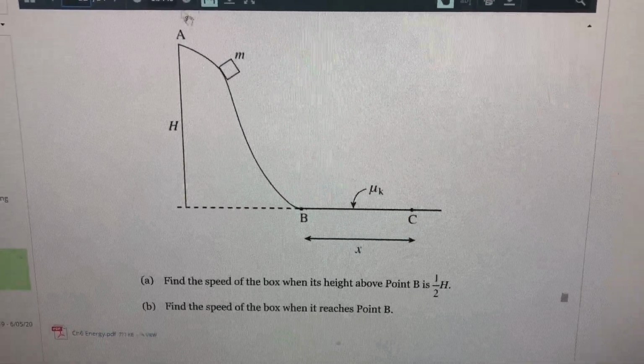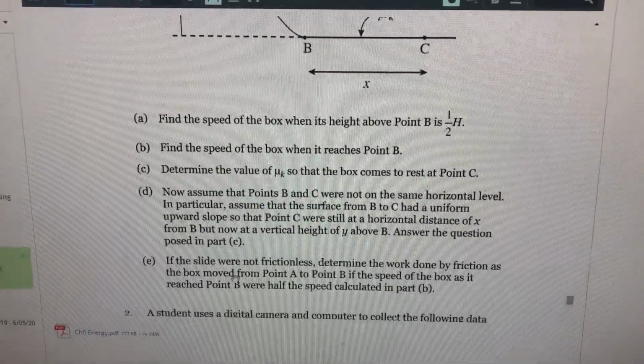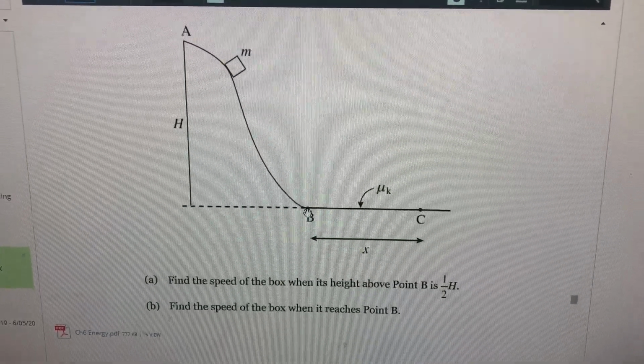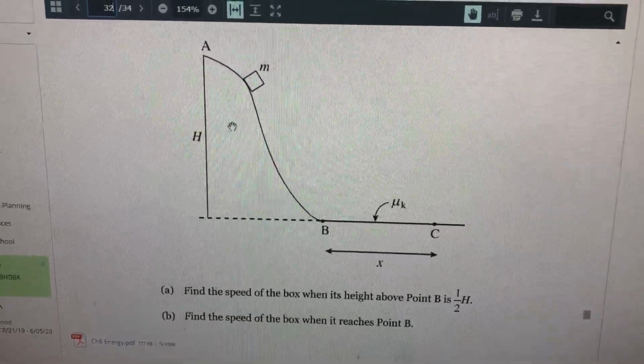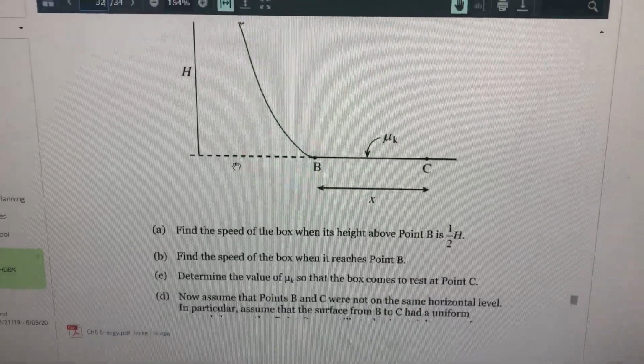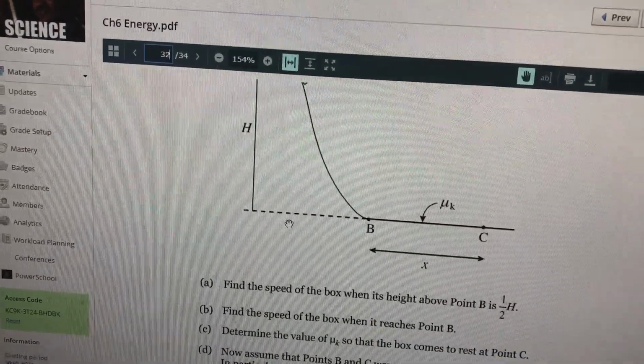So that question just says if there was friction here, and because of friction, by the time it gets to point B, it's going half as fast as it would have been if there was no friction, and then figure out the work done by friction. So we'll take it one at a time, and we'll go through the solutions and have a look at this.